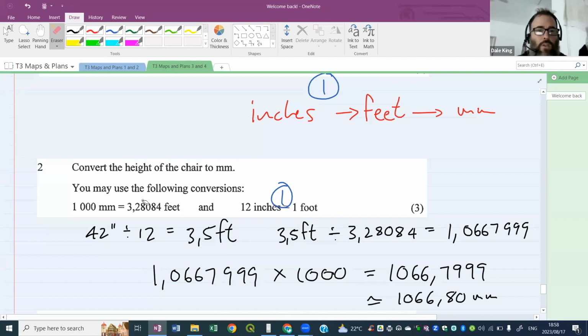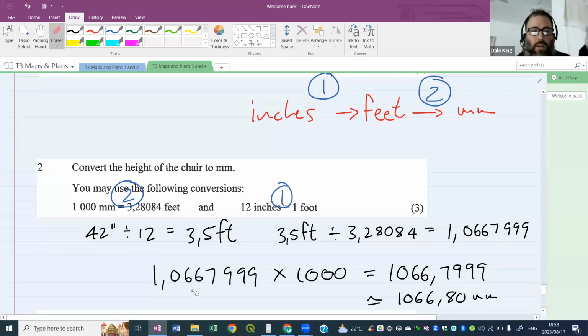Once I've got my feet, I go to step number 2. I've got feet and I'm going to millimeters. They say every 3.28084 feet is a certain number of millimeters. So I want to know how many of these 3.28084s I have. I took 3.5 feet and cut it up into 3.28084. If it was exactly 1, we would have 1,000 millimeters, but it's a little bit over 1. I've got 1.066799999. Please note, I did not round that off. You never round off until the end of the question.